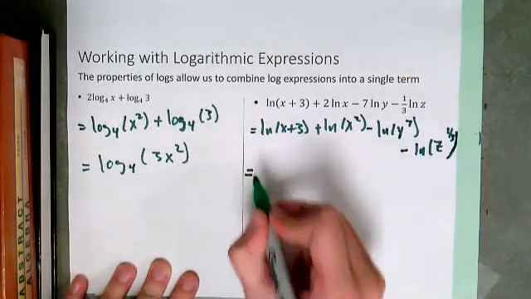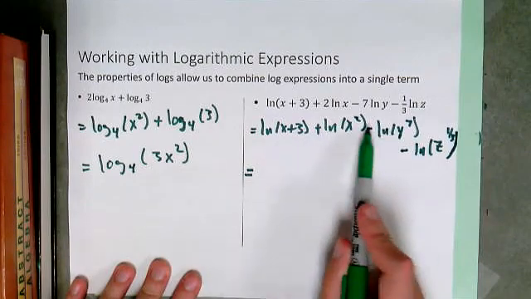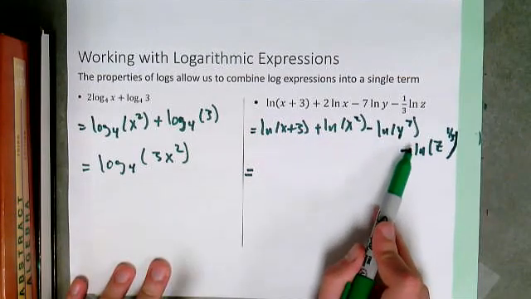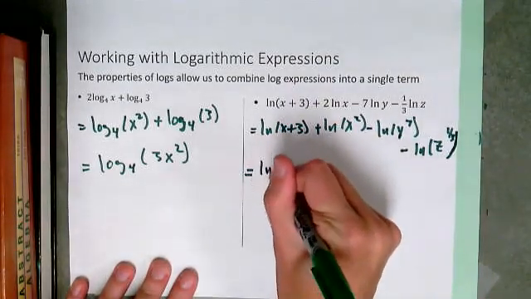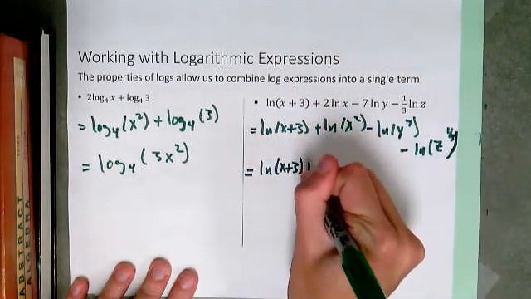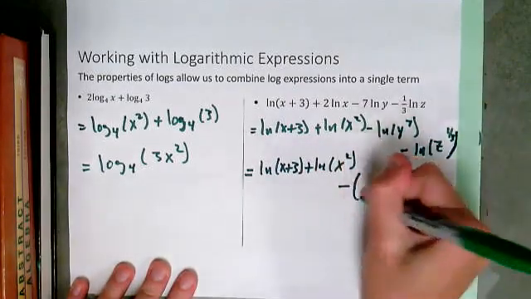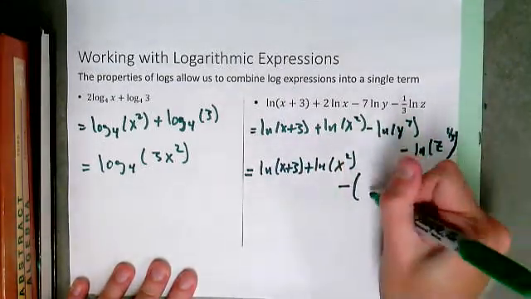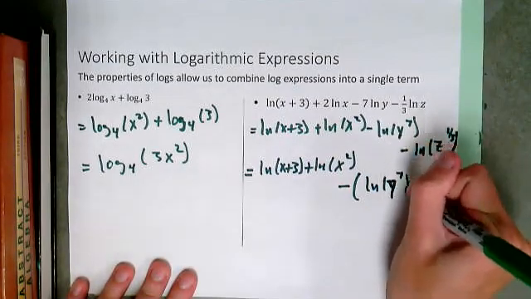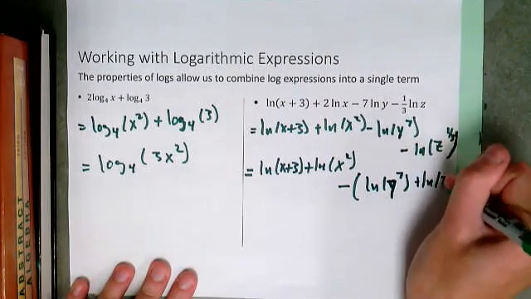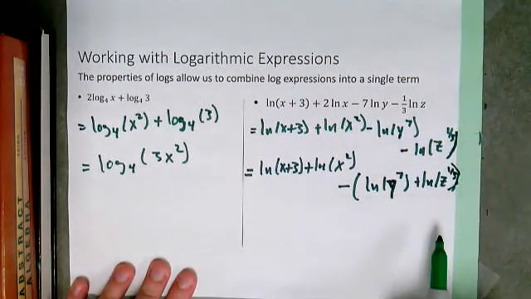So now let's put it all together. This is addition. These are subtractions. So what's going to happen? So I'm going to write one more line. So this is natural log of x plus 3 plus natural log of x squared minus, I'm going to pull a minus out from both of these. So this is natural log of y to the 7, that's a y, plus natural log of z to the 1/3. It doesn't look like a third, but it is.